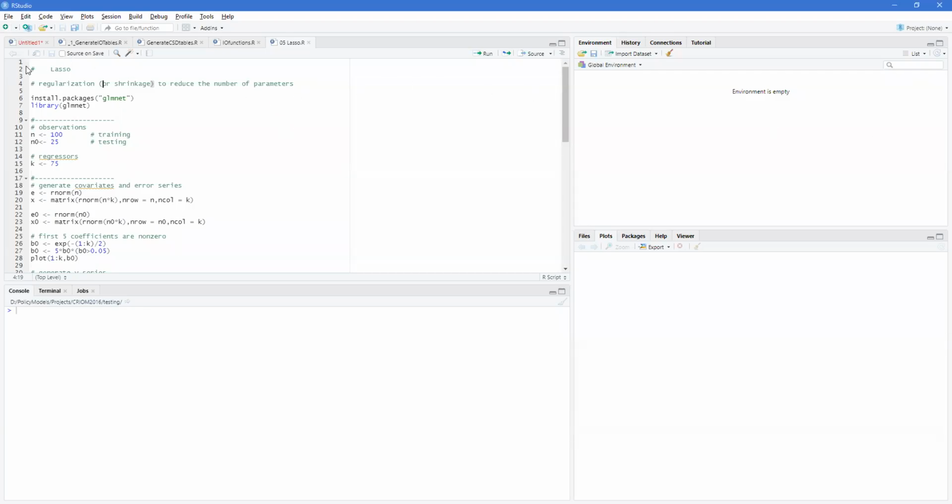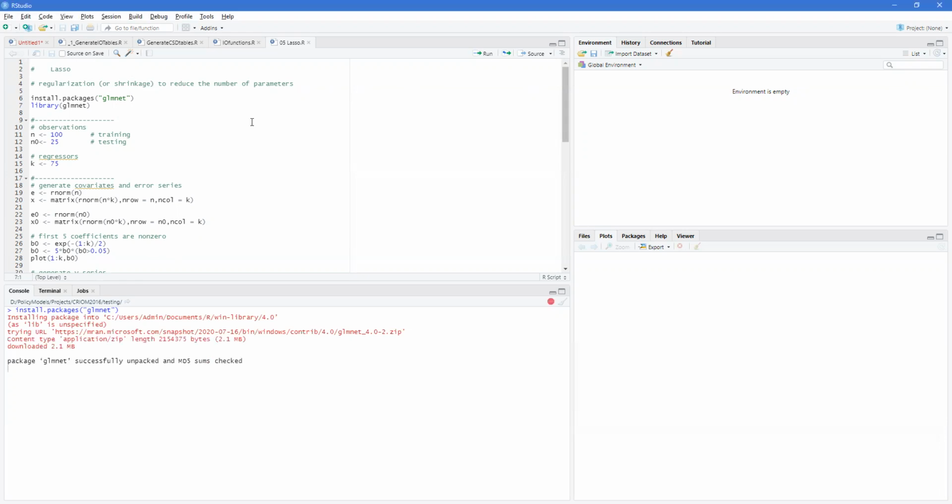In this video, we're going to be going over the Lasso Regression. And this is a regularization or shrinkage approach, where you have lots of regressors and you want to reduce that down to a smaller set. So glmnet is the package, and we're going to bring in the library.